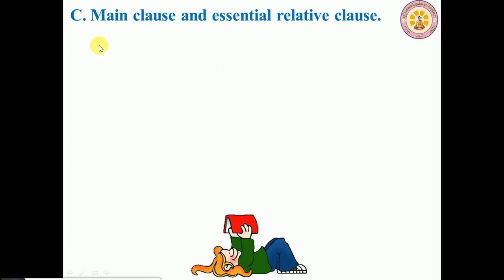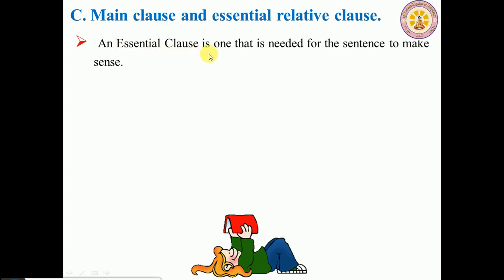Look at the other use of the subordinate conjunction: the main clause and an essential relative clause. This is about a relative clause, which we can also call an adjective clause. An essential clause is one that is needed for the sentence to make sense. So the main clause needs the essential relative clause to add more meaning, to make the sense clear, to make the sentence complete.